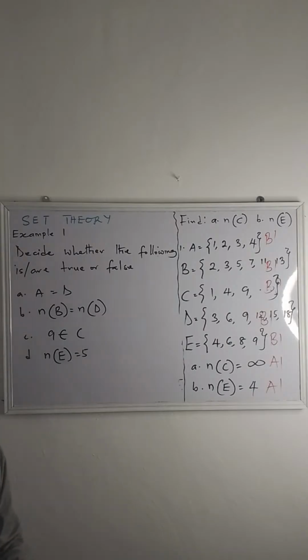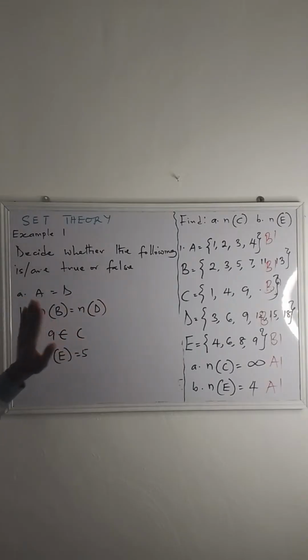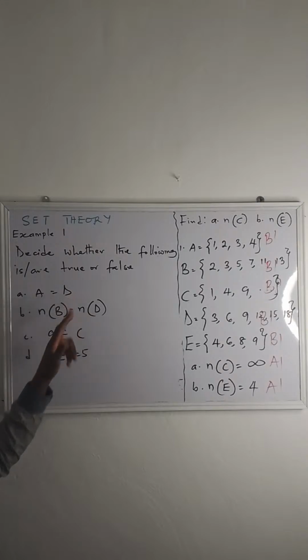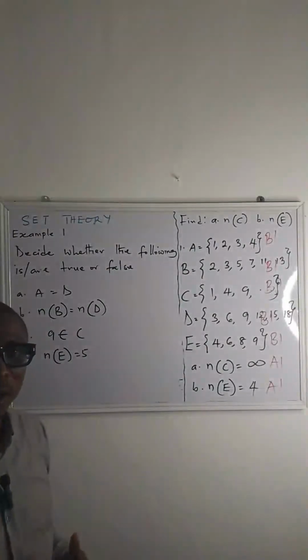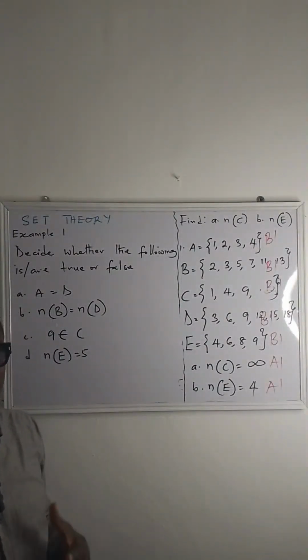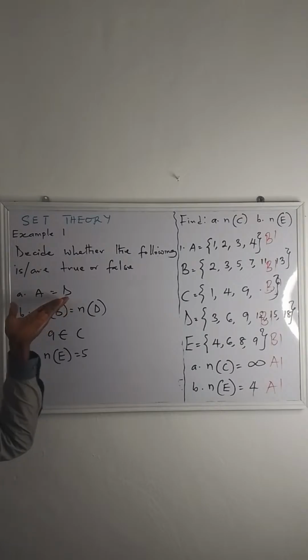Okay, now let us look at what we have on the board. Now you have to decide whether the following is or are true or false. Now what we have here is set A equals set B. Now we must understand when two sets are equal. Two sets are equal if they have the same elements in them. So if you know that definition, you can decide whether this relationship is true or false.